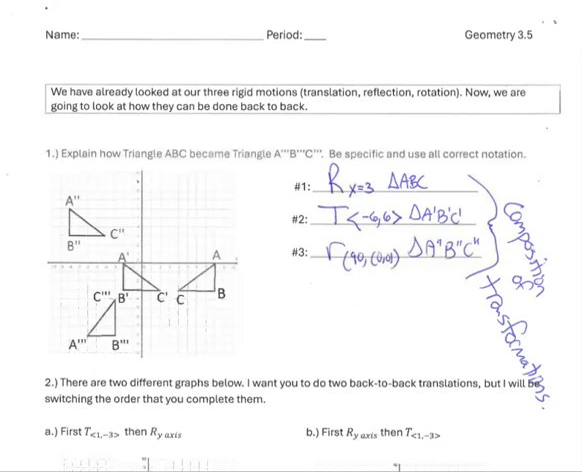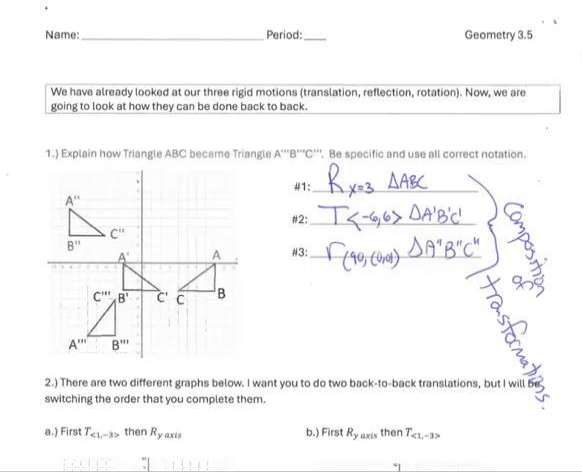At first you can see there's a reflection going from the non-primes to the primes. It's reflecting over a vertical line, so that's x equals 3. Now we're at the single prime, and we're going to go to the double, and you can see that is just a shift. So we are going to be translating left 6 and up 6.